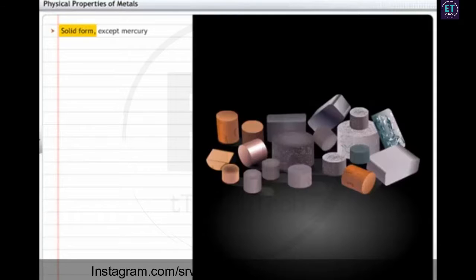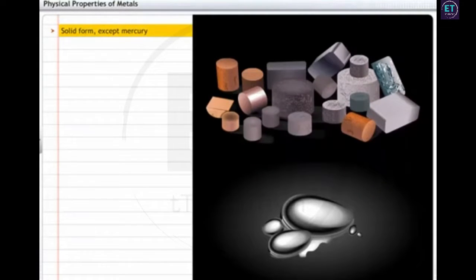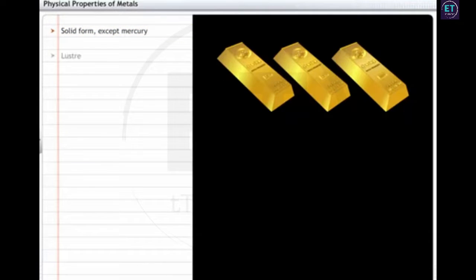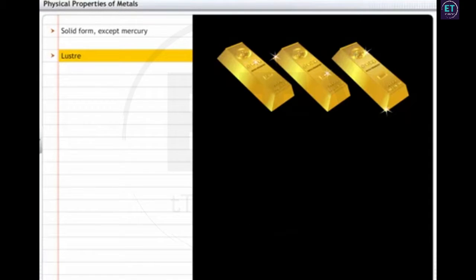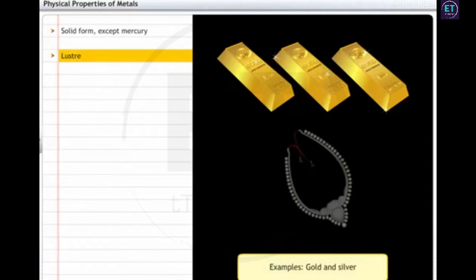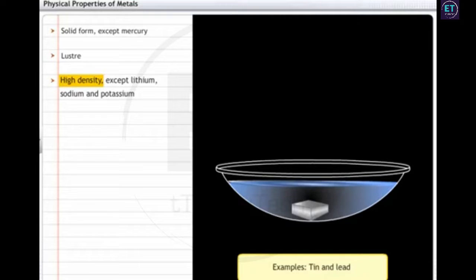All metals are solids at room temperature, except mercury, which is a liquid. All metals are lustrous. Metal surfaces shine when they are freshly cut. For example, gold and silver are popularly used for making jewelry because of their luster. Metals have high densities and therefore tend to sink in water. For example, tin and lead sink in water.